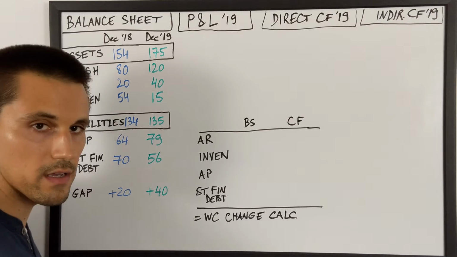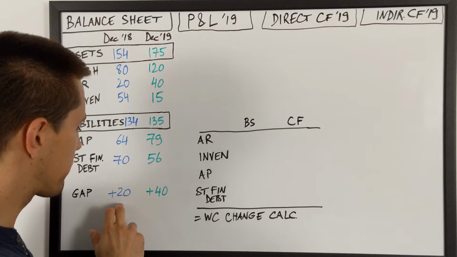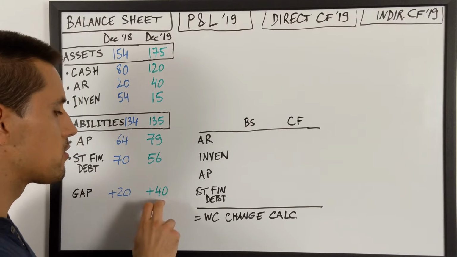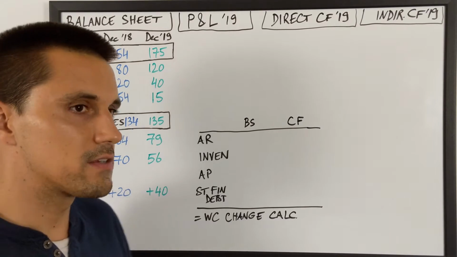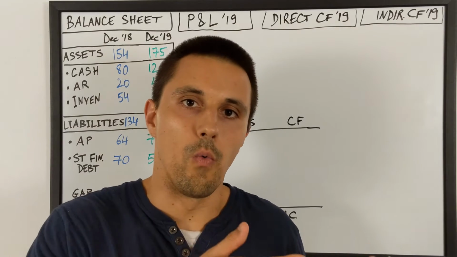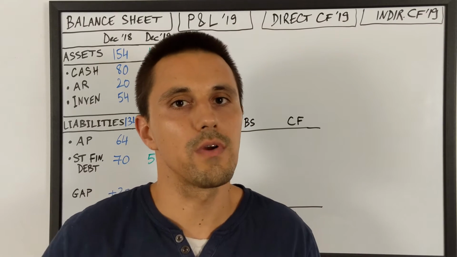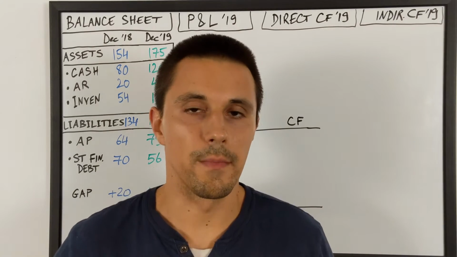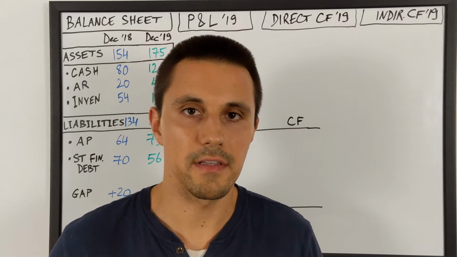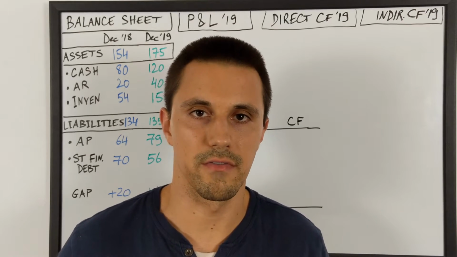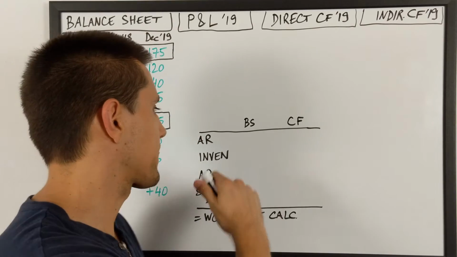As you can see, our working capital has improved. We went from plus 20 working capital to plus 40 working capital. So the question now is, why did we improve and how can we improve even more? So I'm going to show you a very simple method that's gonna work 100% of the time, and it's like this.